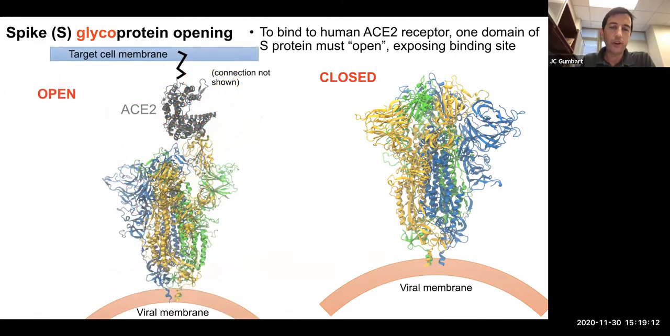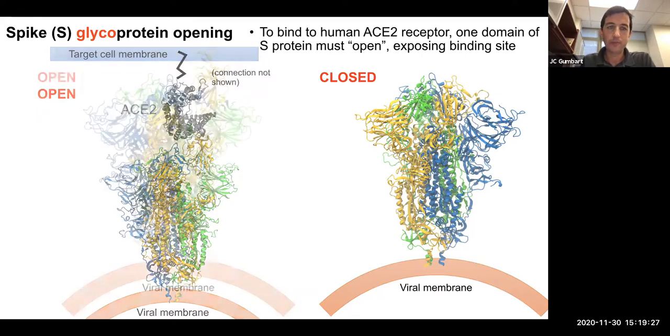And so it looks something like this when it binds. So there's a portion of the human receptor protein ACE2. Again, I'm not showing the part of it that actually anchors it to the membrane.